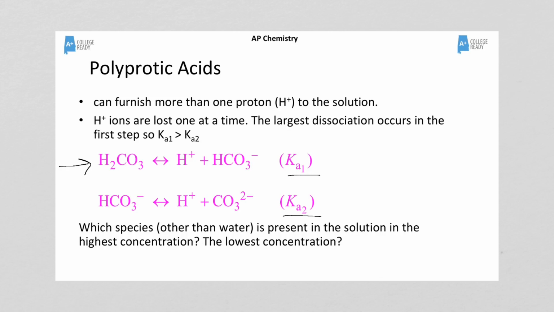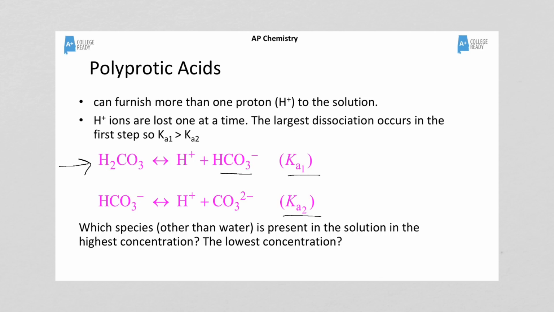Then the ion that's formed here, where there's still an H plus remaining, can also go through a dissociation. But again, since this first step doesn't happen to a great extent, the second dissociation is going to happen to an even much smaller extent. Again, Ka1 is always greater than Ka2.